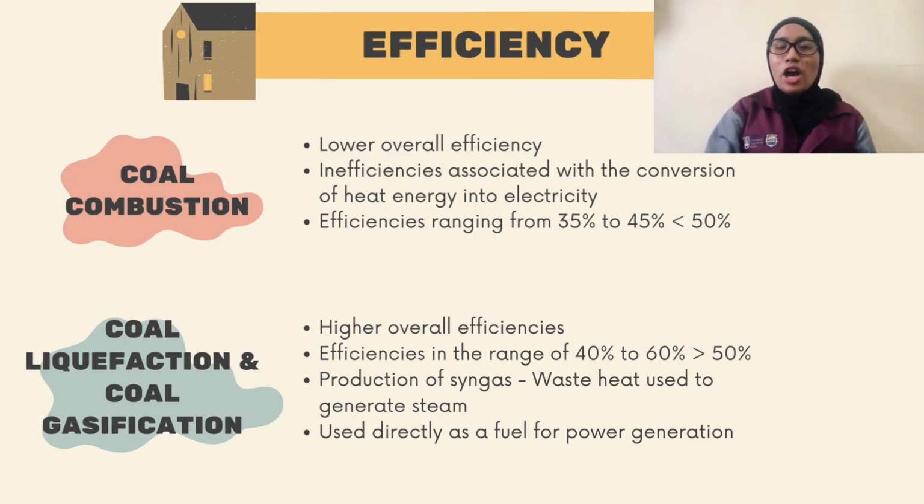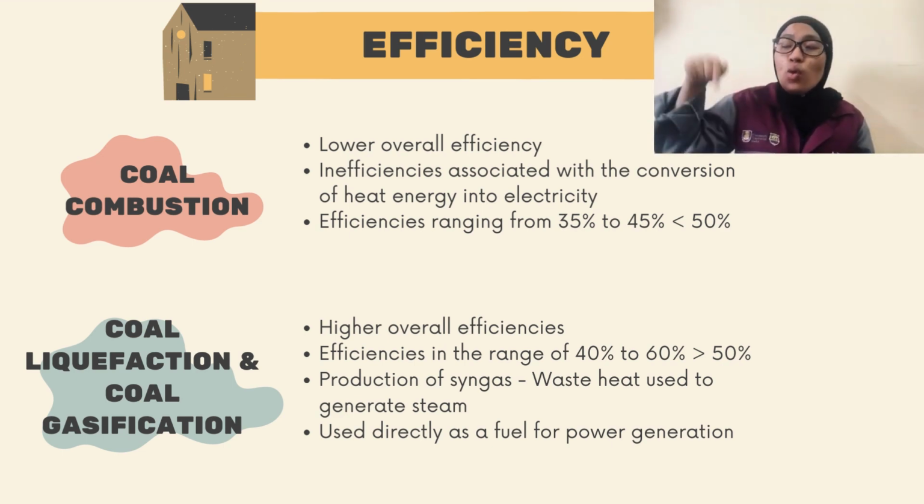Combustion technologies such as fixed bed combustion and fluidized bed combustion typically have lower overall efficiency compared to coal liquefaction and coal gasification. This is primarily due to the inherent inefficiency associated with the conversion of heat energy into electricity or other usable forms of energy. Coal combustion technologies such as pulverized coal combustion in power plants typically have efficiency ranging from 35 to 45%, which is lower than 50%.